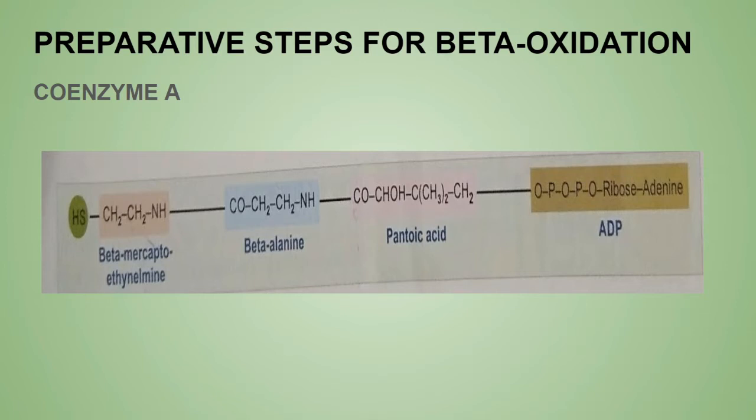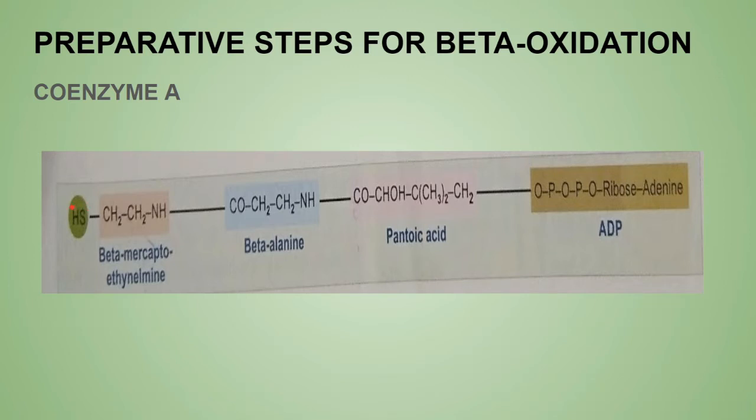Now, first of all, the preparatory step for beta oxidation. In this, as you can see, this is the coenzyme A structure. It has mainly this pantothenic acid, meaning vitamin B5, and this is the mercaptoethanolamine. It has an SH group, which will form a thioester bond with the acyl-CoA.